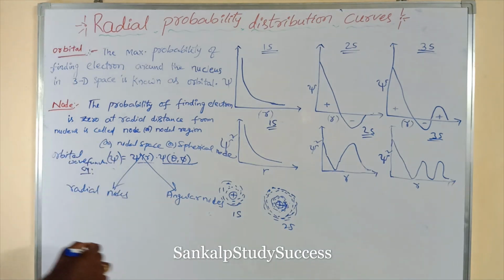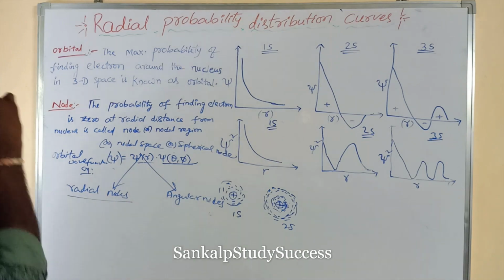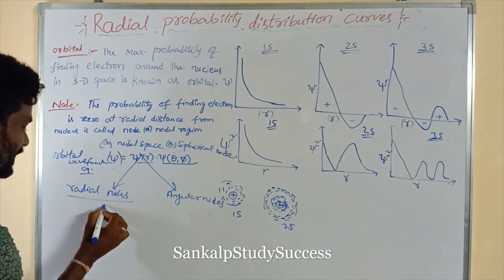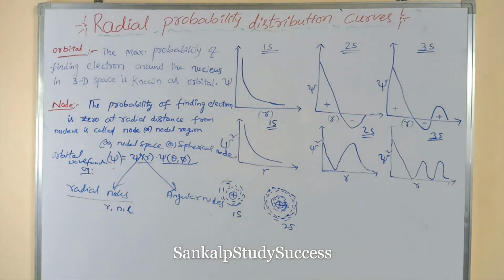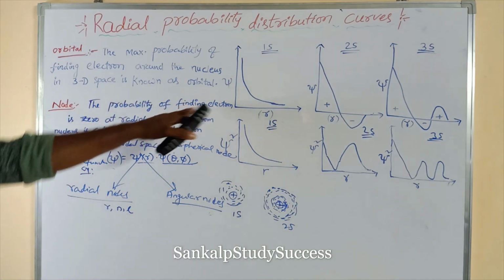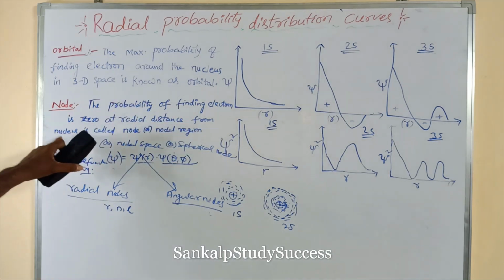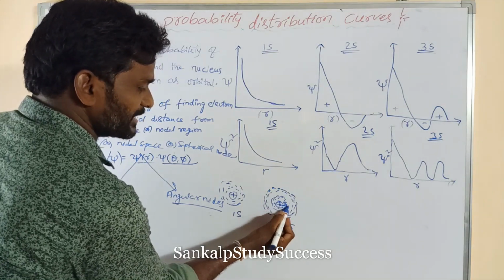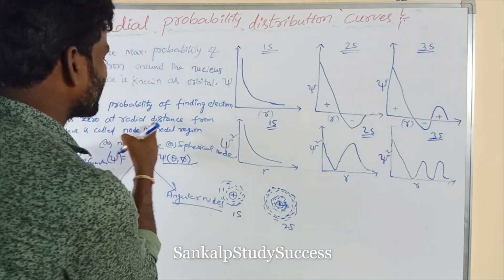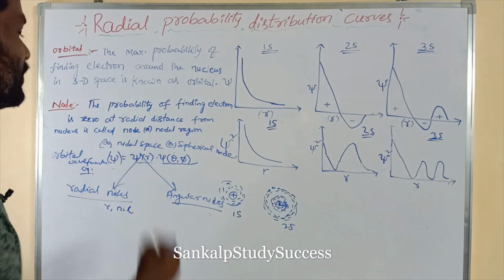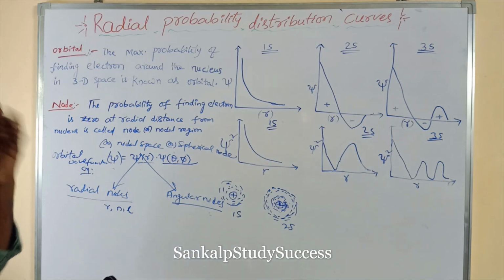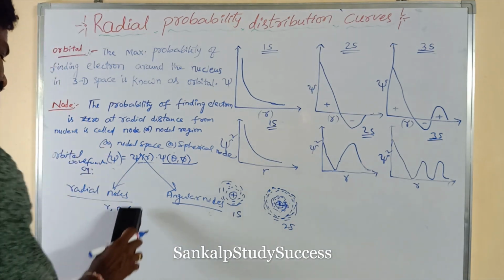Radial node is dependent upon radial distance, like r, n and l. So what is a radial node? The probability of finding the electron is 0 at a radial distance from the nucleus. This distance from the nucleus is said to be the radial distance, r. When the probability of finding the electron is 0 at a radial distance from the nucleus, it is called a radial node. Radial nodes depend upon r, n, l, where r means radial distance, n means principal quantum number, and l means azimuthal quantum number.